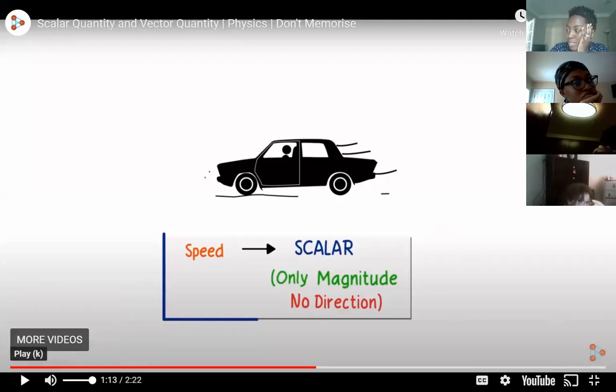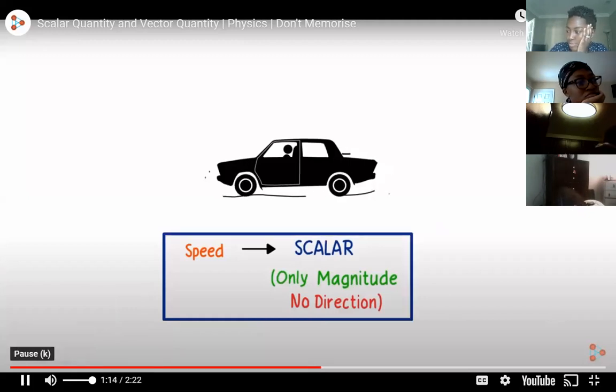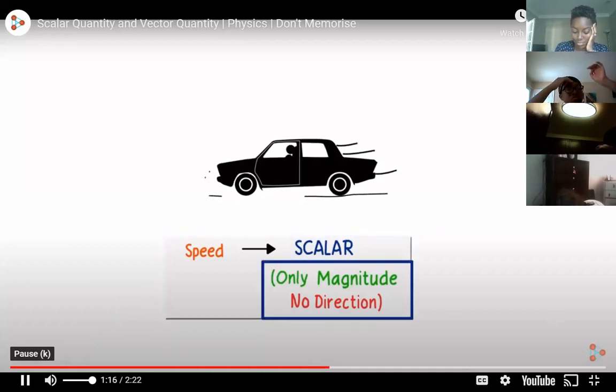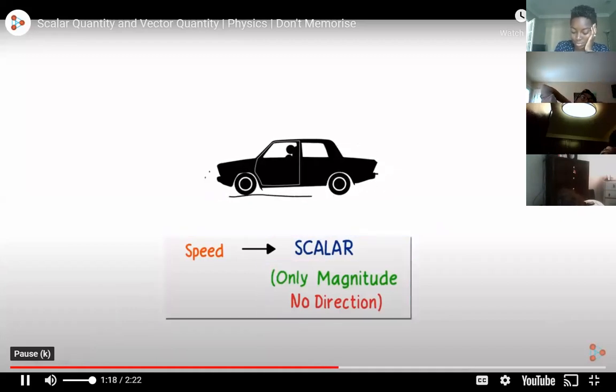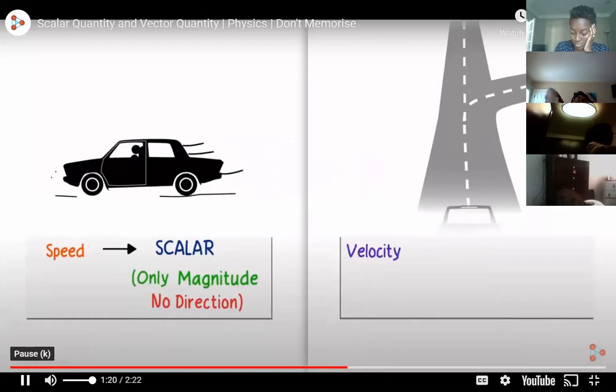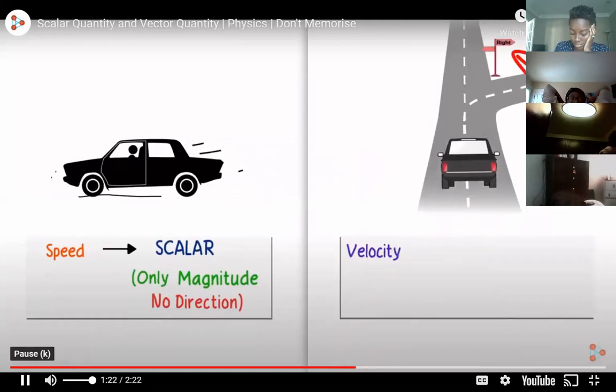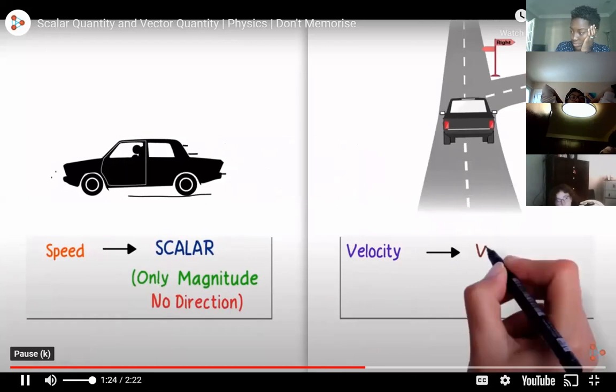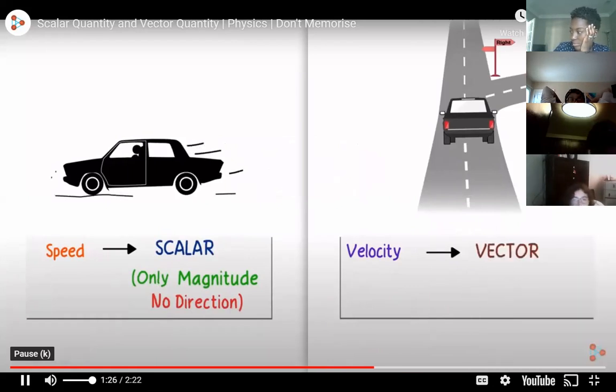All right, so remember I said magnitude, that just means number, okay? That's all that means. So speed would be 55 meters per second. So that's what scalar quantities are. Only magnitude, but no direction. In the case of velocity, however, the direction is stated, and that's why it is referred to as the vector quantity. A vector quantity involves not just the magnitude, but also the direction.